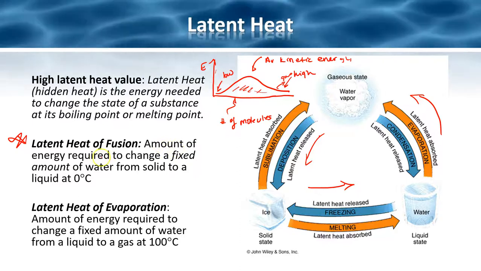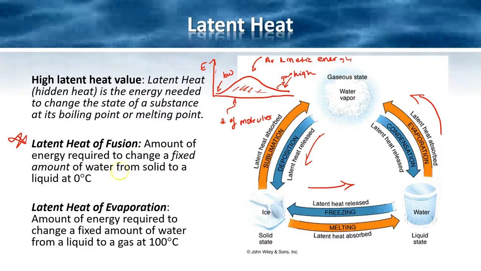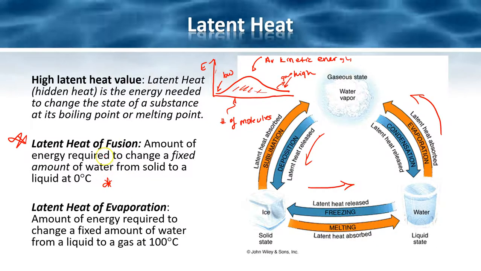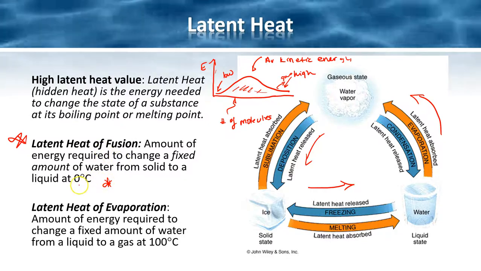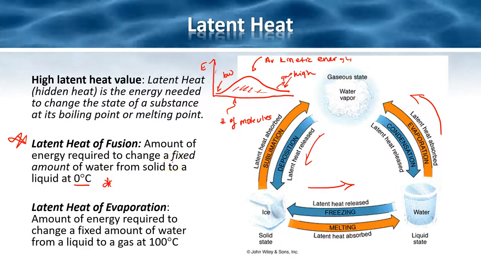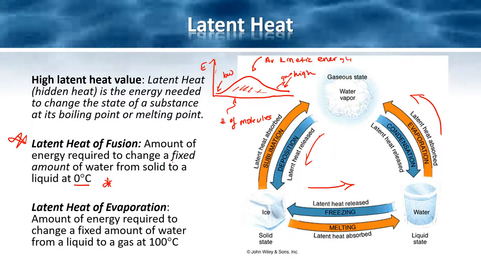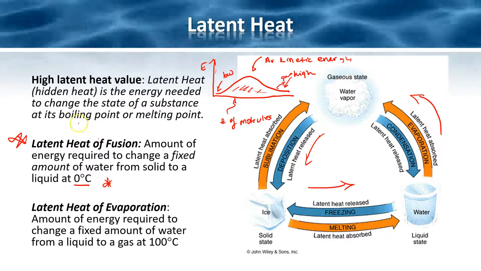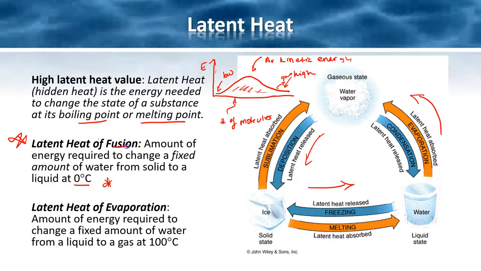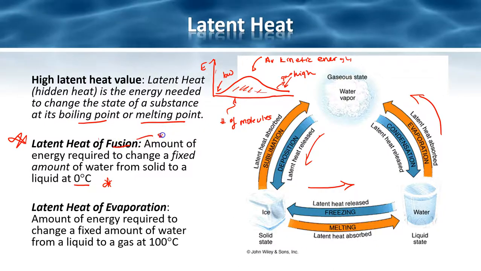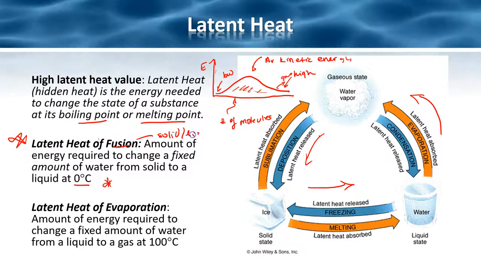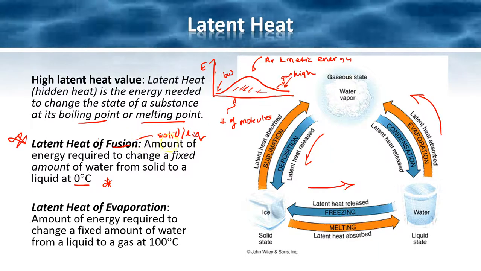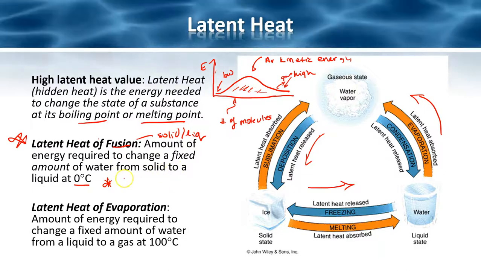Latent heat of fusion is the amount of energy required to change a fixed amount of substance or water from solid to a liquid at 0 degrees C. So this would be the definition for the latent heat of fusion of water. This is because water's melting point is at 0 degrees C. It's the amount of energy required to change the state of a substance at its boiling point or melting point. Fusion is talking about the solid-liquid interface, so fusion, fusing into the solid. So the amount of energy required to change a fixed amount of water from solid to a liquid at 0 degrees C.